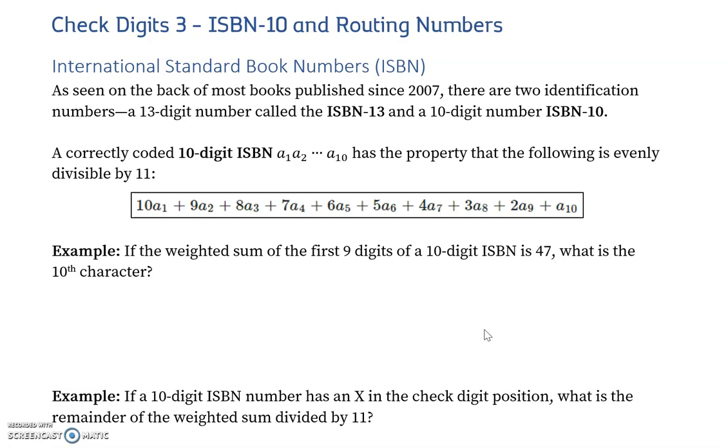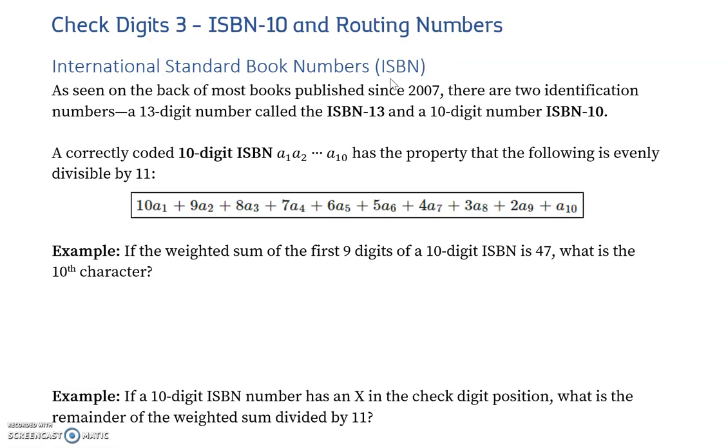All right, here we are looking at more check digits. Again, I said these things show up everywhere, so much content. We had to split this up a little bit into a couple of days. So today we're going to look at ISBN 10 and routing numbers for banks.